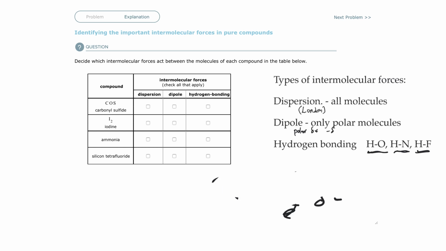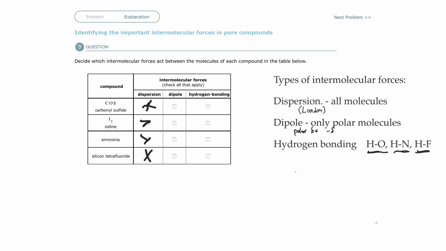Okay, all right, so let's look at these four molecules. We'll do the easiest one first. I forgot to say, they're all dispersion. So you can mark dispersion on all of them because all molecules have dispersion or London forces. Now, what's a dipole? A dipole is where the electrons are pulled to one side of a molecule more than the other because one atom on one side is more electronegative than the other. That means we're going to have to look at these compounds and say, do they have polar bonds? If they have polar bonds, do they cancel each other out or not?